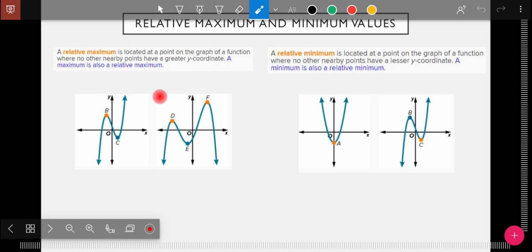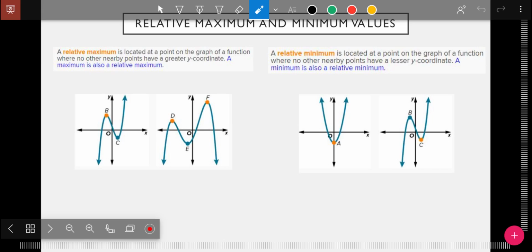This one has two high points in it. In the curves, it has a high point there at D and then a high point there at F. Well, F is the true maximum. It's the highest point in the whole graph. D is a relative maximum. Given a particular domain, it would be the high point. So it's a relative maximum.